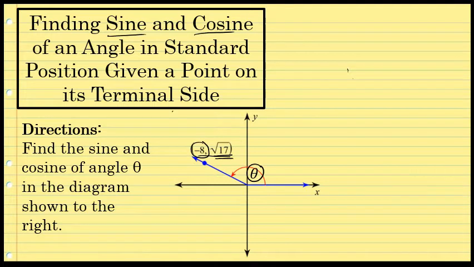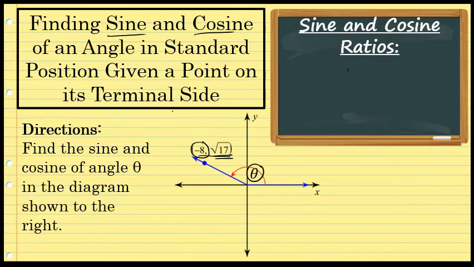This is enough information to find the sine and cosine of angle theta, provided you know the sine and cosine ratios. The sine ratio in this context says that the sine of any angle theta is equal to y over r, where y represents the y-coordinate of any point on the terminal side of the angle, and r represents the distance from the origin to the point. In this diagram, the value of r isn't given, and actually the hardest part of this problem will just be to find this value of r.